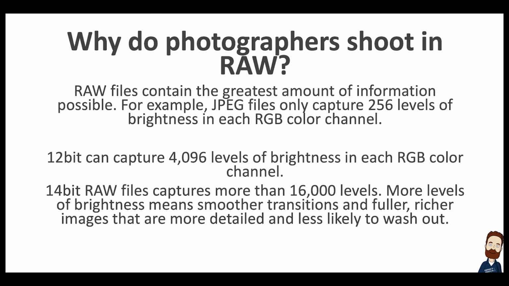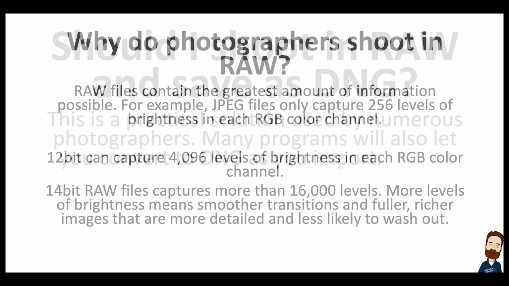So why do photographers shoot in RAW? RAW files contain the greatest amount of information possible. For example, again, JPEG files only capture 256 levels of brightness in each RGB color channel. 12-bit can capture 4096 levels of brightness in each RGB color channel. And if you have a more advanced and newer camera, your 14-bit RAW files capture more than 16,000 levels. More levels of brightness means smoother transitions and fuller and richer images that are more detailed and less likely to wash out or have noise.